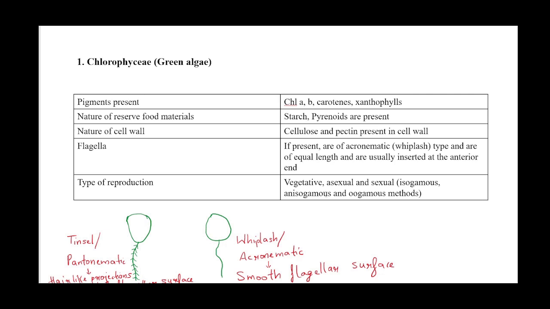Reproduction can be by either vegetative, asexual or sexual method. Under sexual methods, they can undergo either isogamous, anisogamous or oogamous methods.